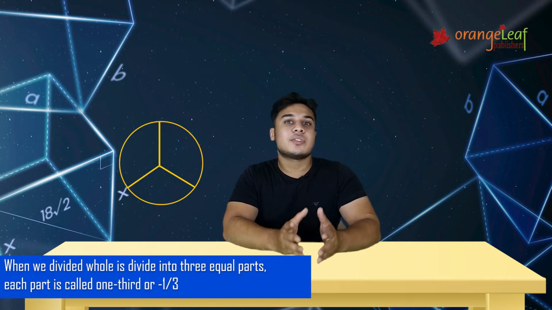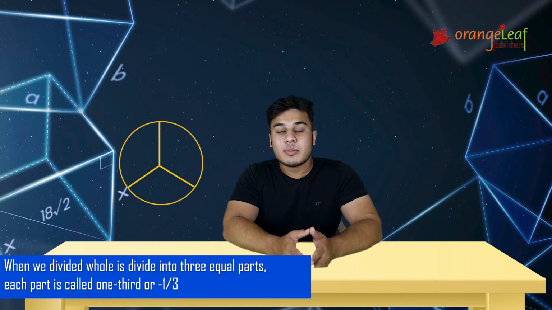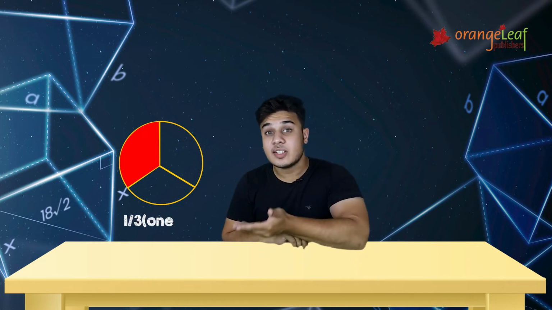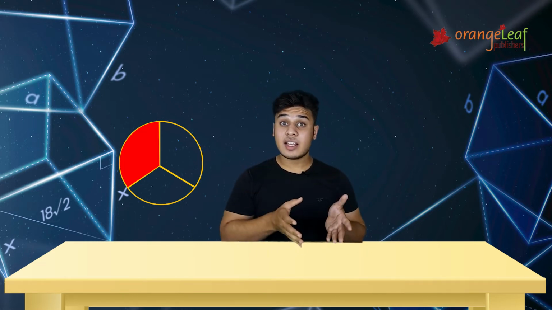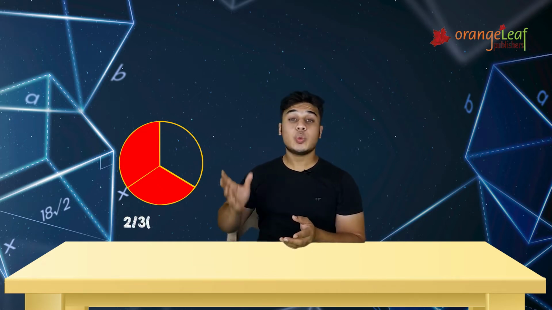Now, let's talk about 1/3. Here is a circle divided into three equal parts. When we divide a whole into three equal parts, we call them thirds. If I color one part of this circle in red, I can say that 1/3 of the circle is colored in red. If I color two parts of this circle in red, I can say that 2/3 of the circle is colored in red.